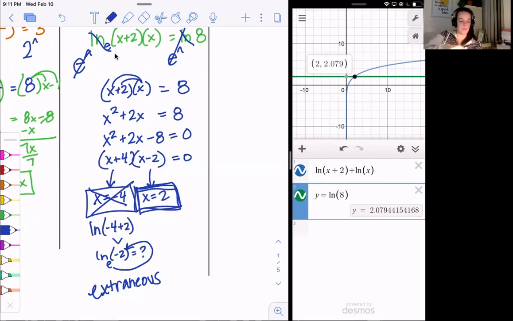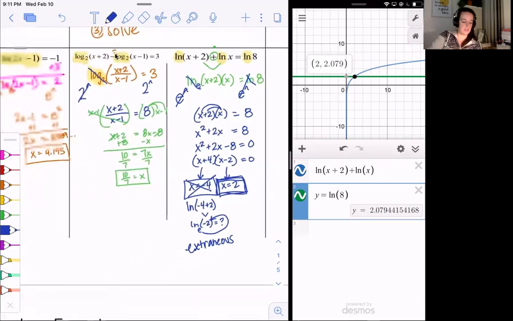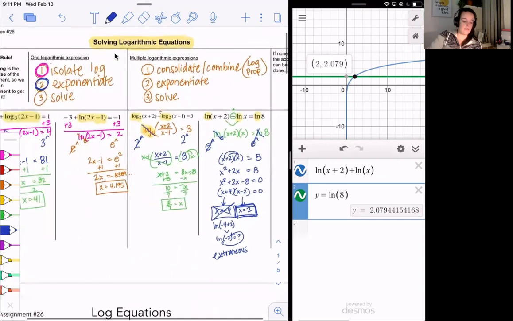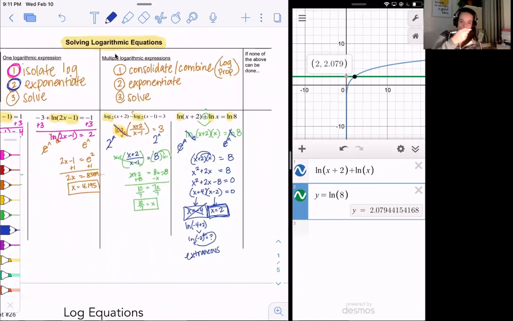All right. So it's always good to check our answers there. If you can't do these things that we're talking about here, you can always use your calculator. So if nothing else works, graph it and see the solutions.